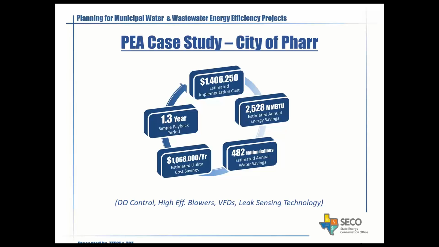This is another case study, the city of Pharr in South Texas, where $1.4 million of projects were identified with a payback of 1.3 years and estimated savings of $1 million per year, with a lot of water savings you can see there. And primarily, this was dissolved oxygen control systems, high efficiency blowers, variable frequency drives, and again, application of leak sensing technology.